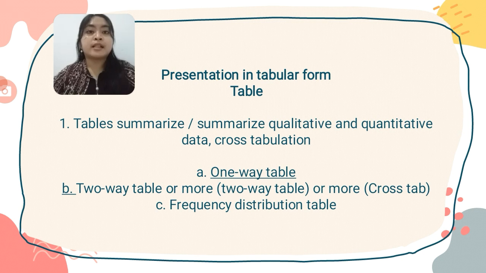Next, presentation in tabular form. The first table summarizes qualitative and quantitative data in cross tabulation. A, one-way table. B, two-way table or more, or cross tab. And C, frequency distribution table.